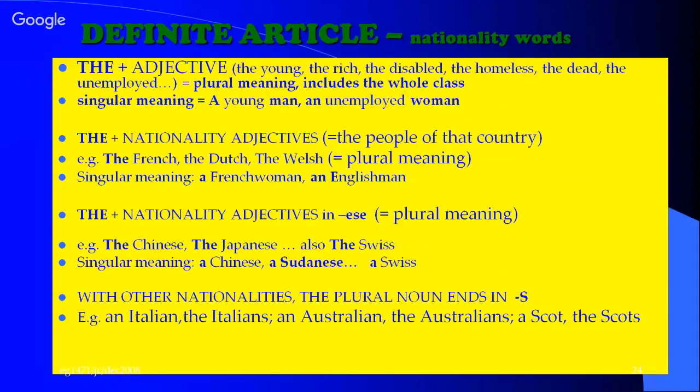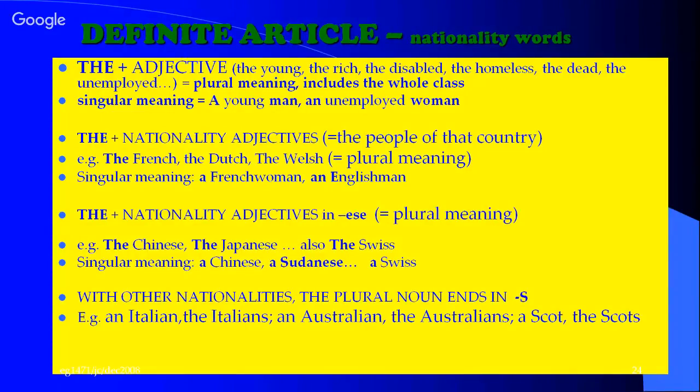The plus adjective: the young, the rich, the disabled, the homeless, the dead, the unemployed. So here we are using the adjective as a noun. Here, the young, we are talking about all young people. The rich, all rich people. It gives a plural meaning and it includes the whole class. Singular meaning: a young man, an unemployed woman. Here we are talking about a young man. Here young is used only as an adjective. It is not used as a noun.